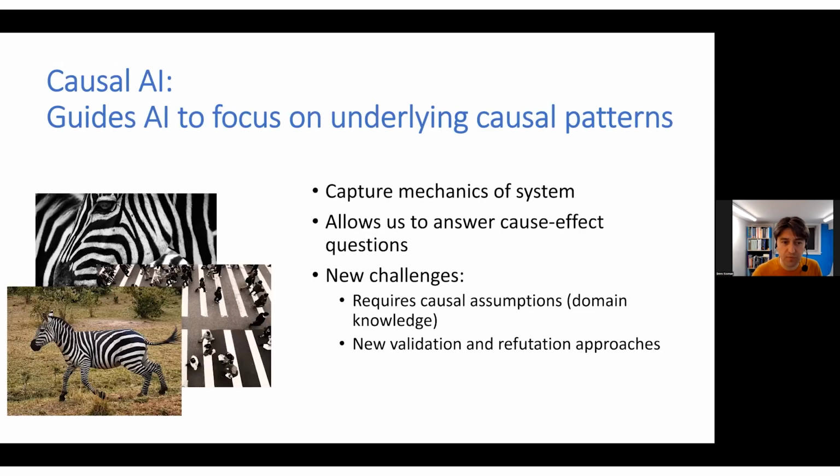So, just a brief recap: causal AI is about guiding our AI models to focus on the underlying causal patterns, capturing the mechanics of the system. The purpose is to allow us to better answer cause and effect questions. Though in this regime, we do have some new challenges around how we capture causal assumptions or domain knowledge, and about how we validate or refute our analyses.